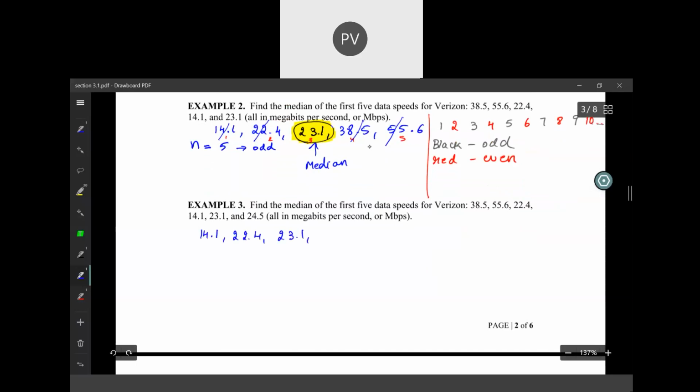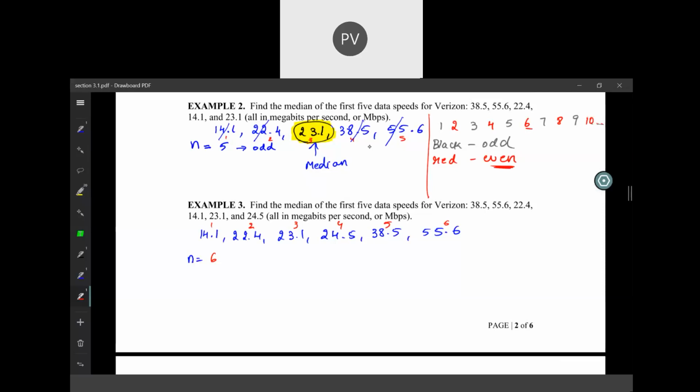Now we have the same list of numbers, so let's arrange in an order: 23.1, 24.5, 38.5, 55.6. Now what is the small n? 1, 2, 3, 4, 5, 6. n equals 6, right? It is nothing but an even number. 6 is an even number.